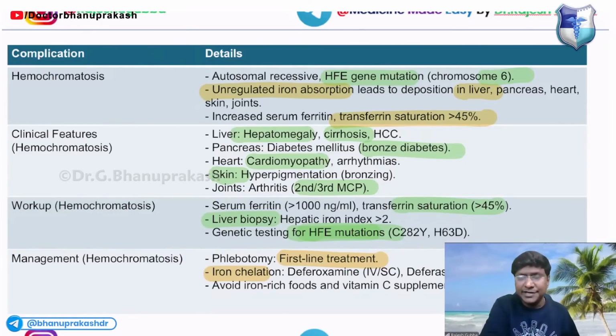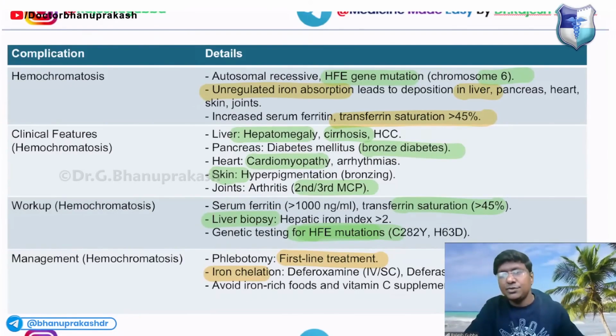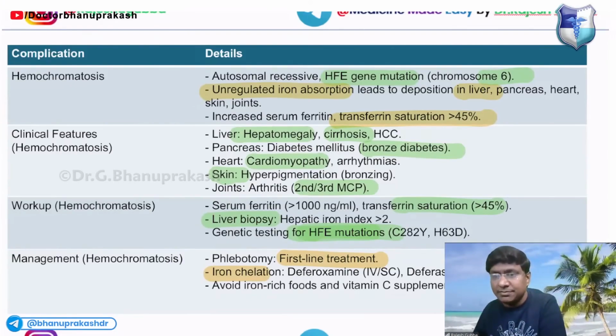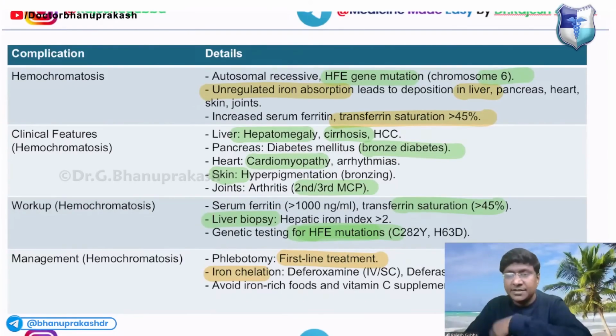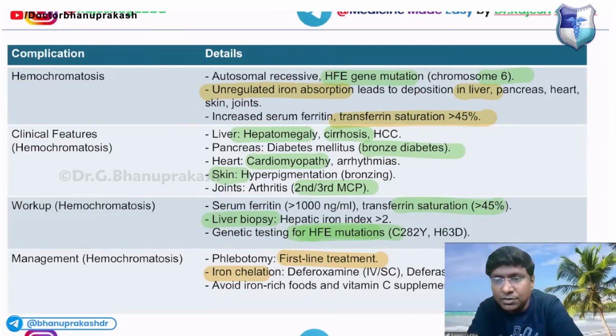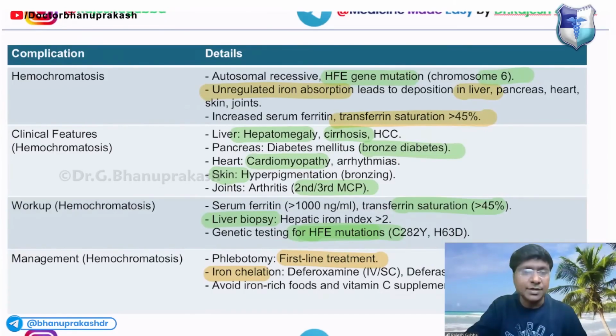So what are the important points? Gene mutated is the HFE gene mutation, which is present on chromosome number 6. The first organ that is affected is liver. That will be in the form of micronodular cirrhosis. And the first line investigation will be transferrin saturation. Investigation of choice will be liver biopsy, and first line treatment will be phlebotomy. So this is the story related to hemochromatosis, and this is the story related to hepatology as well.